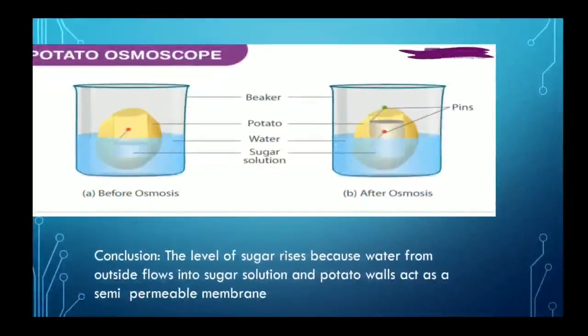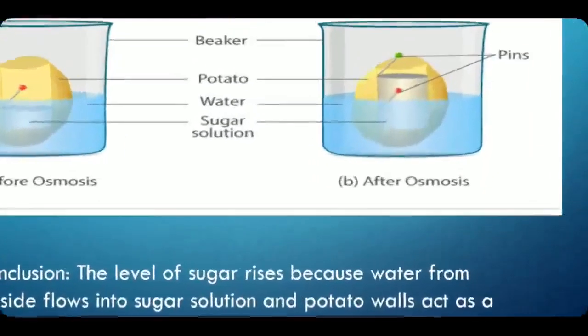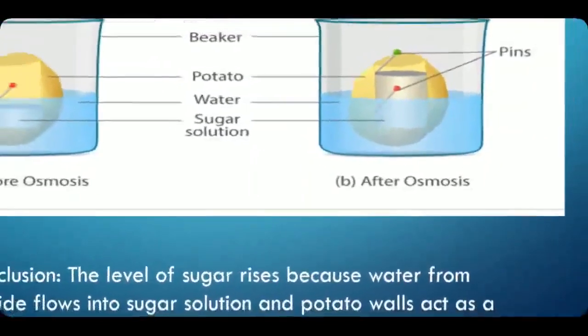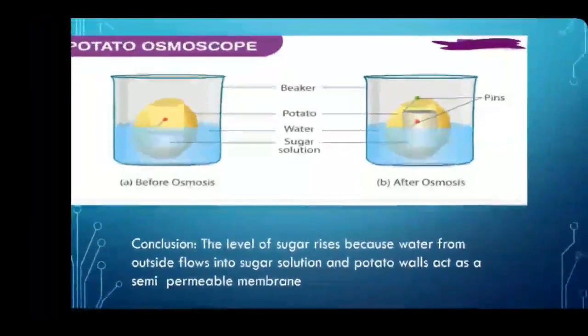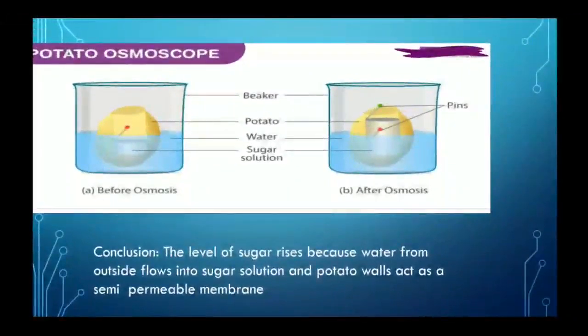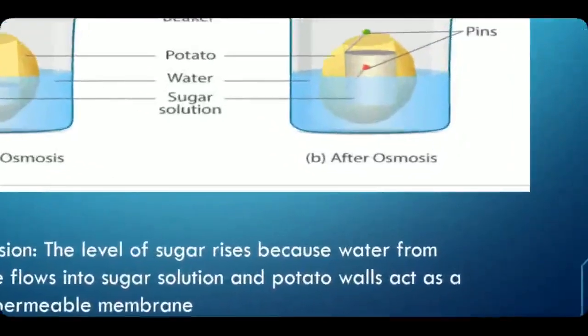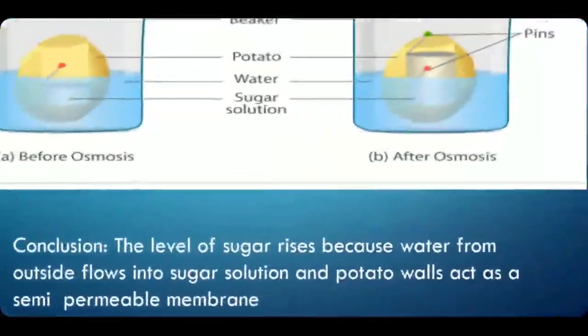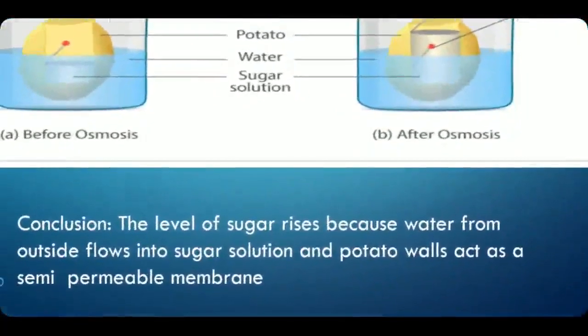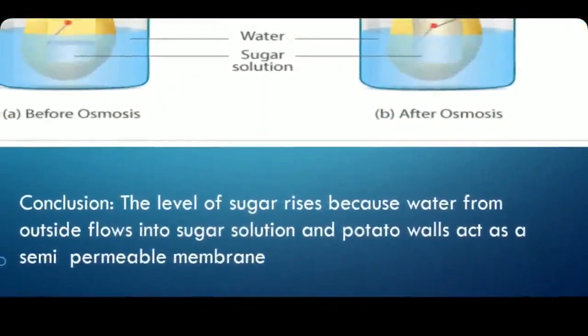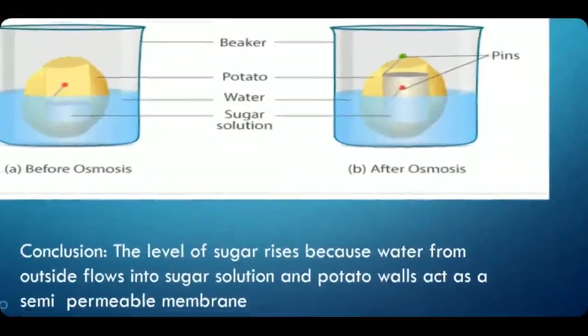So this is the actual process of osmosis. It means water from higher concentration reaches to the lower concentration through the semi-permeable membrane. And this is our conclusion. The level of sugar solution rises because water from the outside flows into the sugar solution, and the potato wall acts as a semi-permeable membrane.